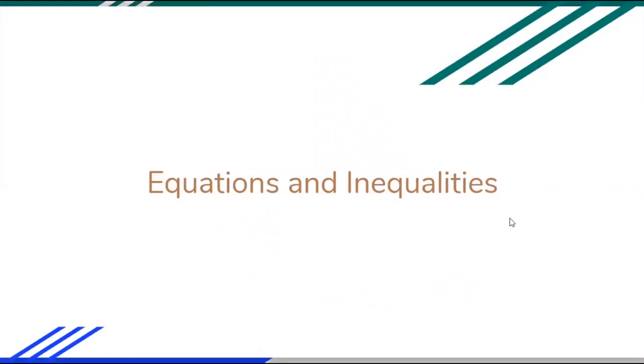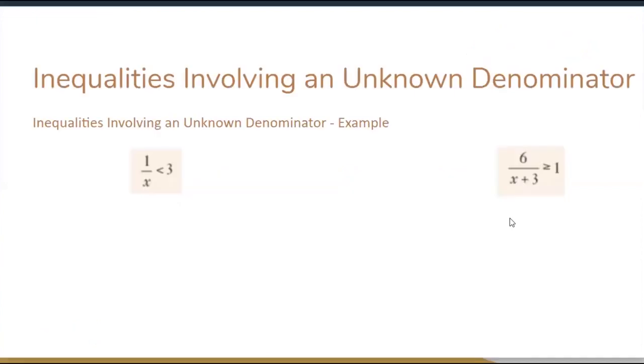Alright, so today we're going to continue our study of equations and inequalities, and we're going to do so with inequalities with an unknown denominator. Now, when you see an inequality like this, you might be tempted just to multiply by the x, but we can't quite do that because when we multiply by this x, we don't know if it's positive or negative, and as you should already know, when we multiply or divide by a negative number, we have to flip the inequality sign. But for these ones, we don't know if they're going to be positive or negative.